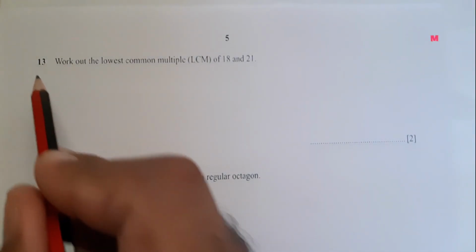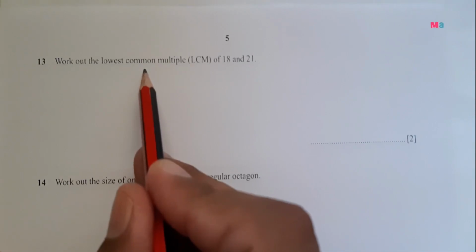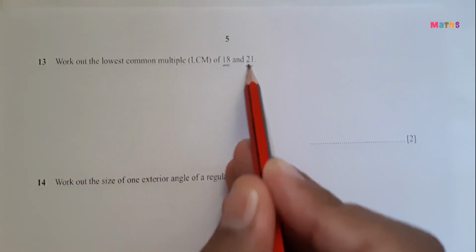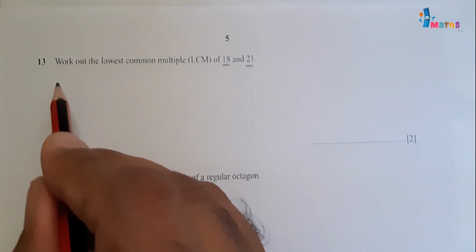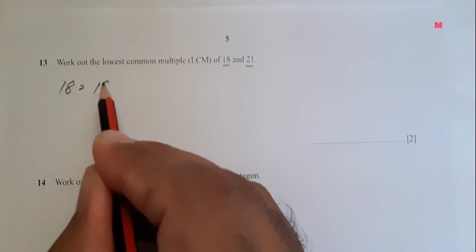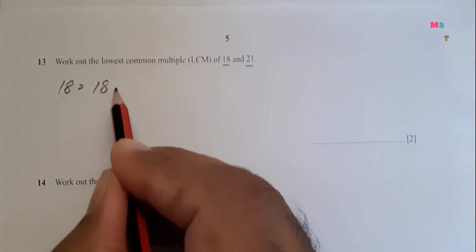Question number 13. Work out the lowest common multiple, LCM, of 18 and 21. So multiples of 18 will be equal to what? 18 multiply 1 will be 18.